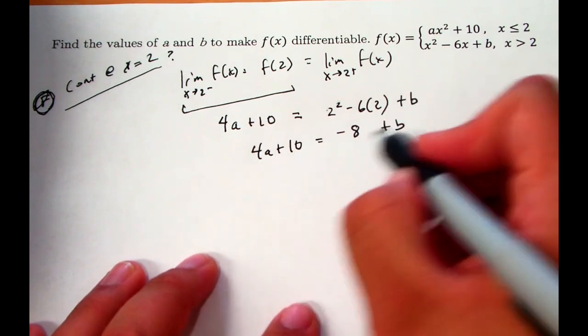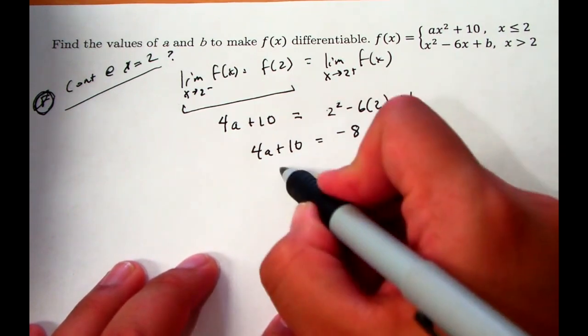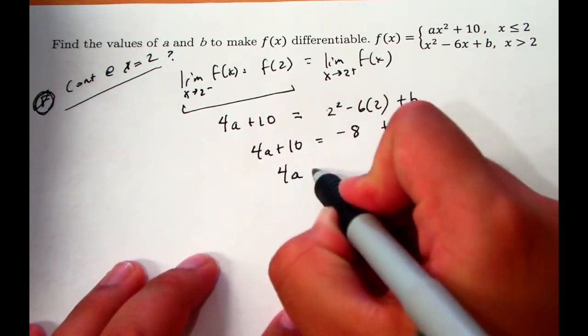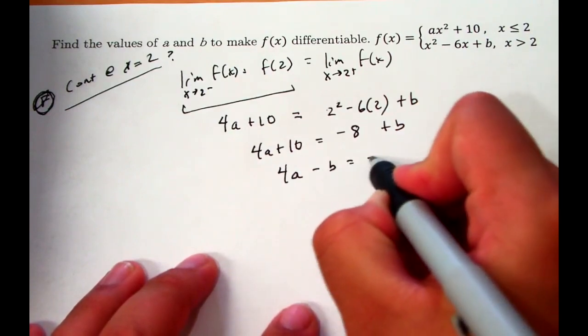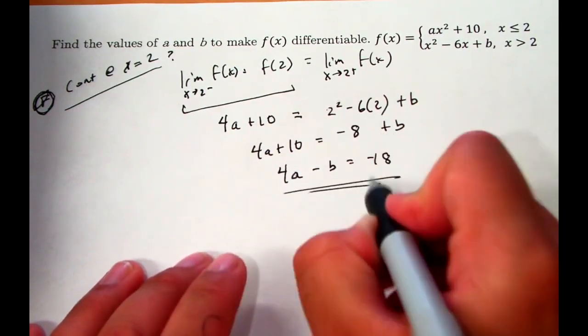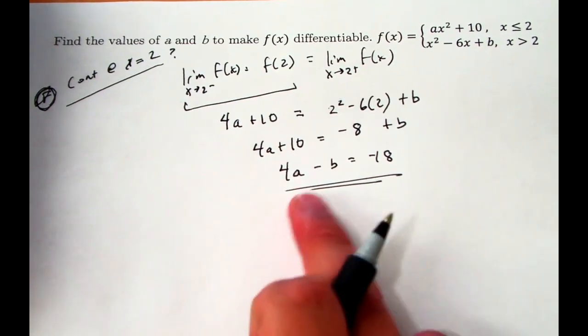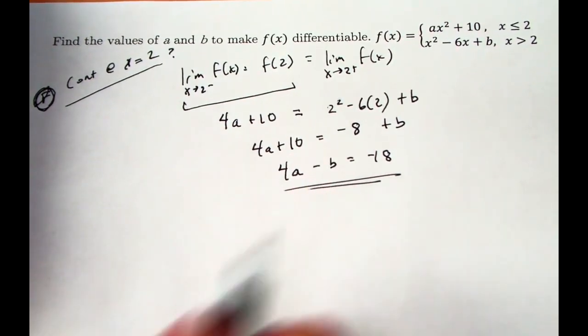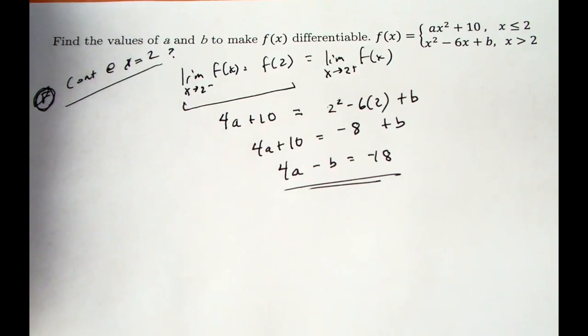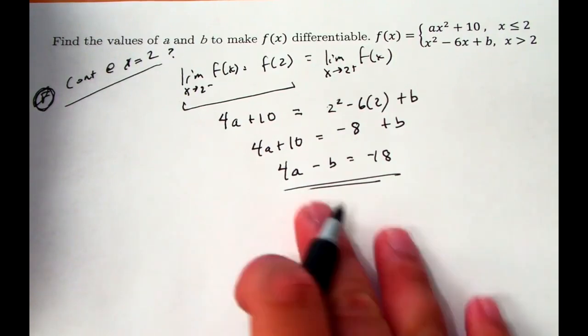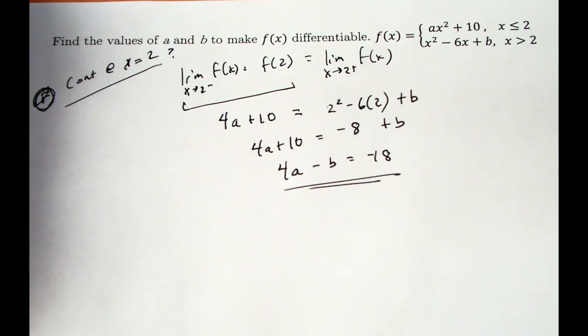To get this into a more familiar form, if I gather my variables on one side, 4a minus b equals negative 18. So not quite as straightforward as b plus c equals 5, but nevertheless, this relationship must be true in order for the function to be continuous, which is a requirement, but by itself is not enough, because you can't solve that by itself. You need a second equation.